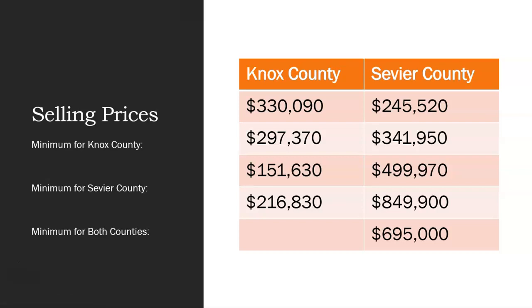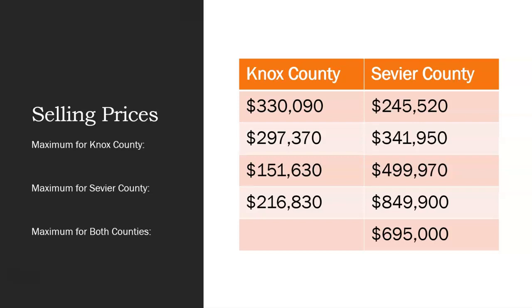So if you have a set of numbers for houses in Knox County and Sevier County, you would find the minimum for Knox County just by finding the smallest number in that list of data. So your smallest number for Knox County would be $151,630, and then your minimum for Sevier County again would be the smallest number in your second set of data, so that would be $245,520, and then your minimum for both counties would be the smallest number between the two lists, and that would be the $151,630.